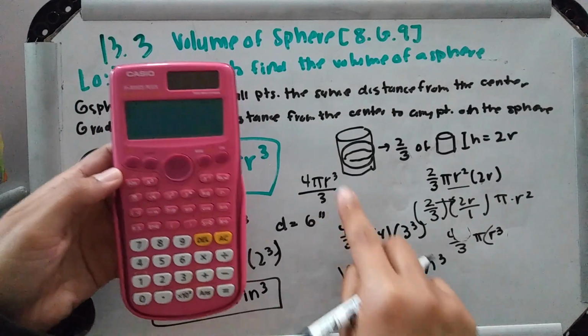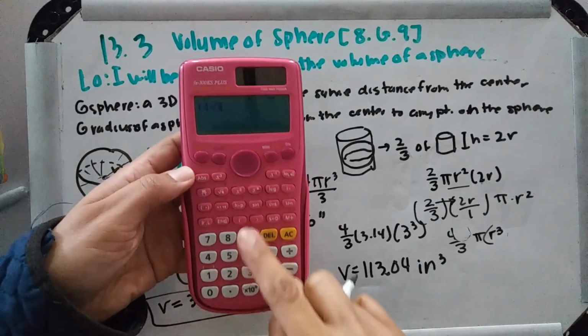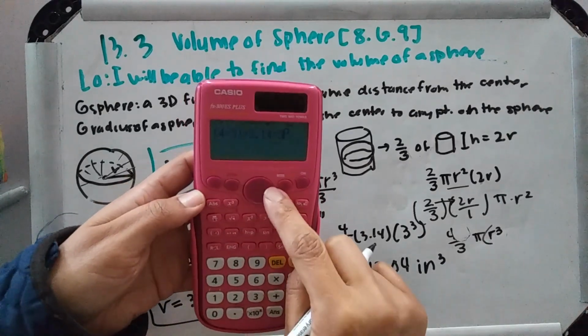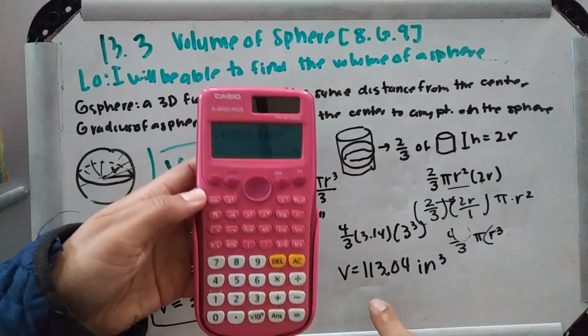Again, if I do it this way, I open parentheses 4 divided by 3 times 3.14 times, again, I can use this feature right here, 3 to the third power, and I end up with the exact same answer.